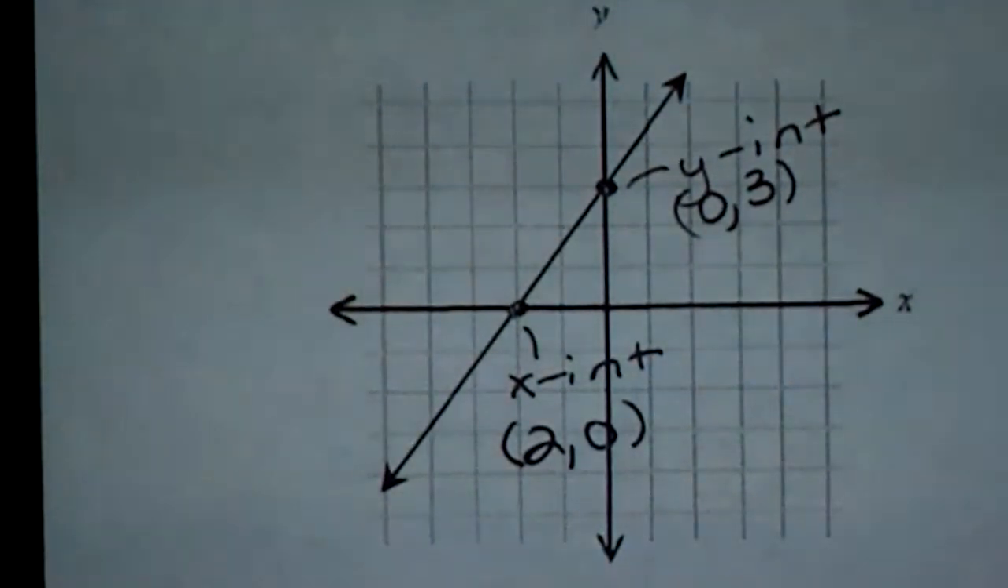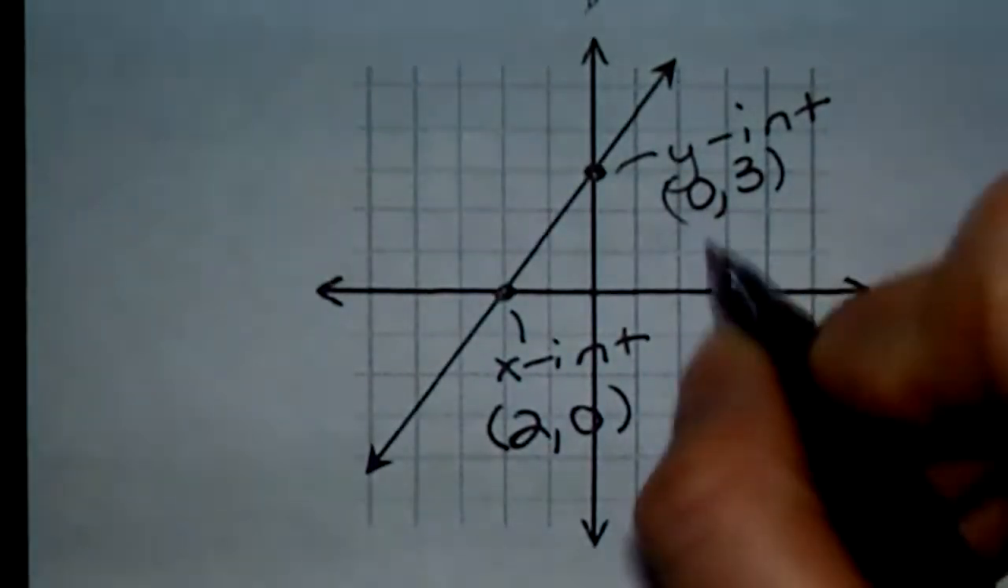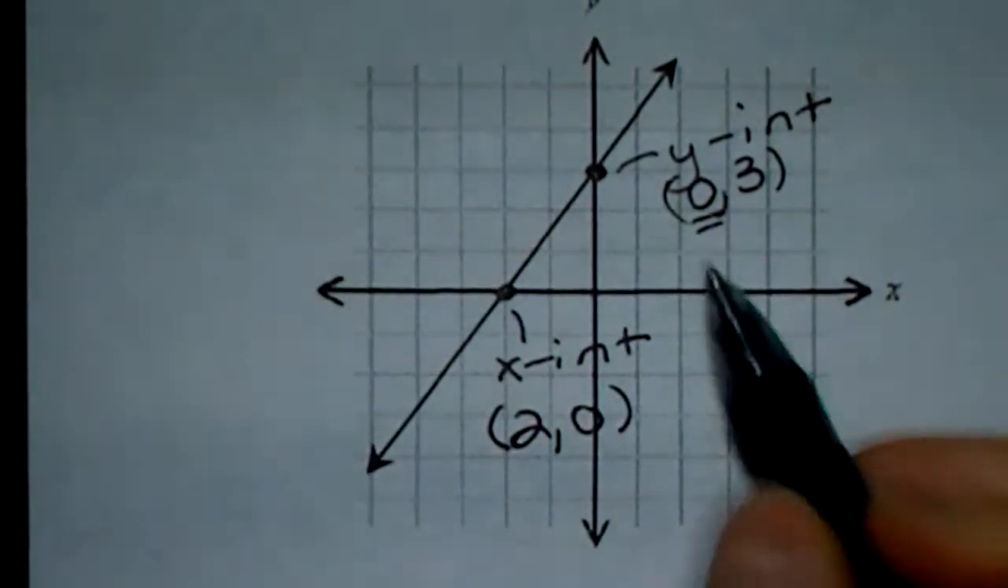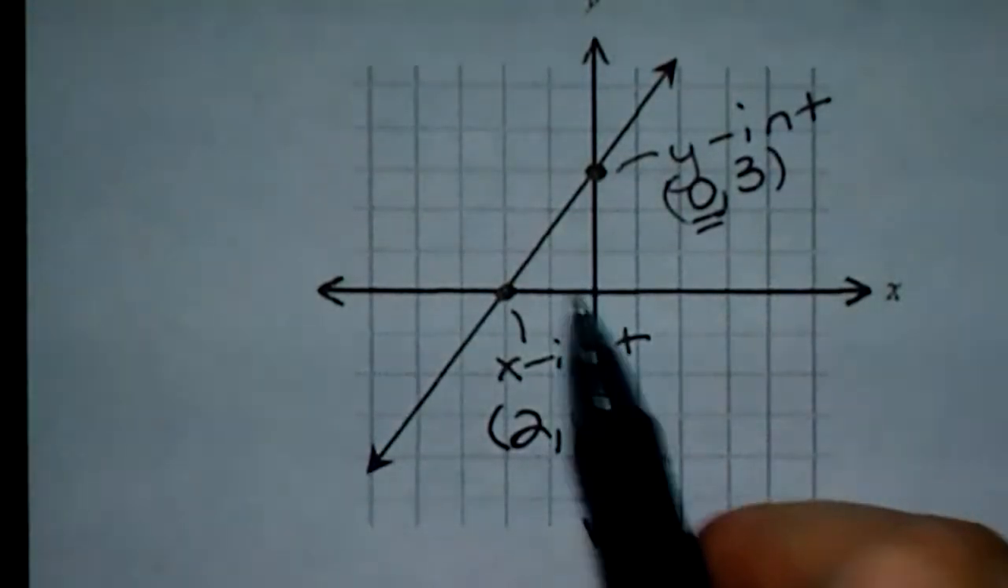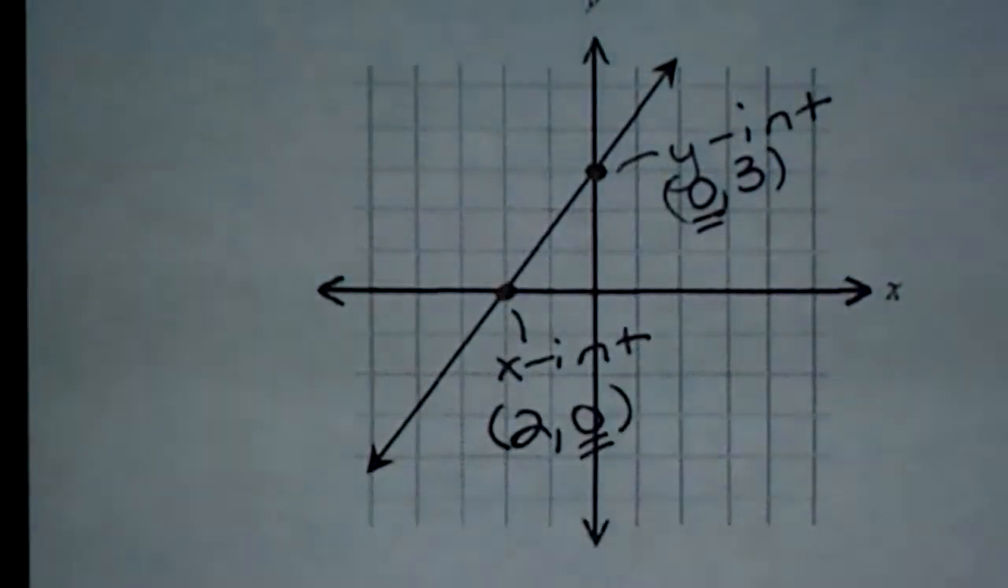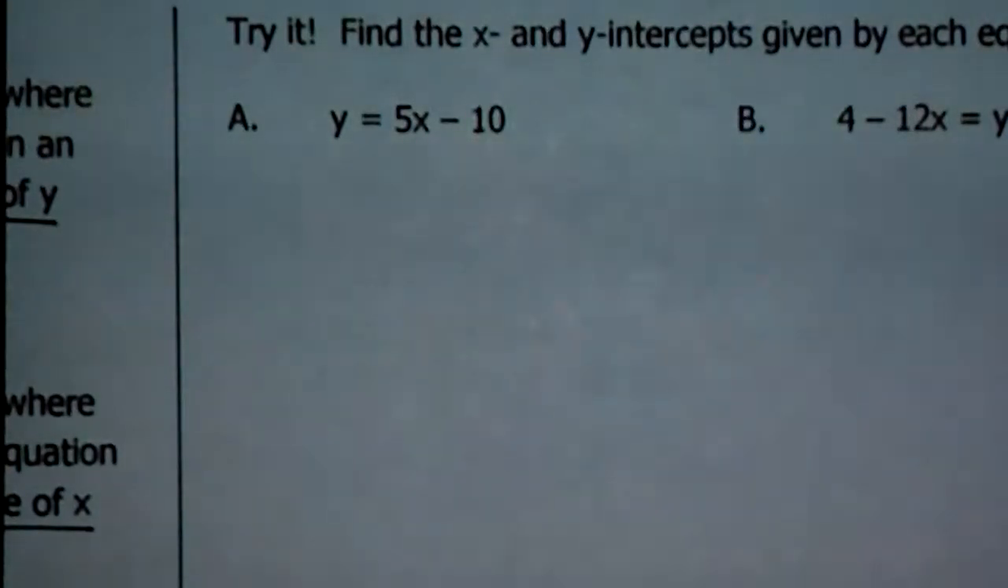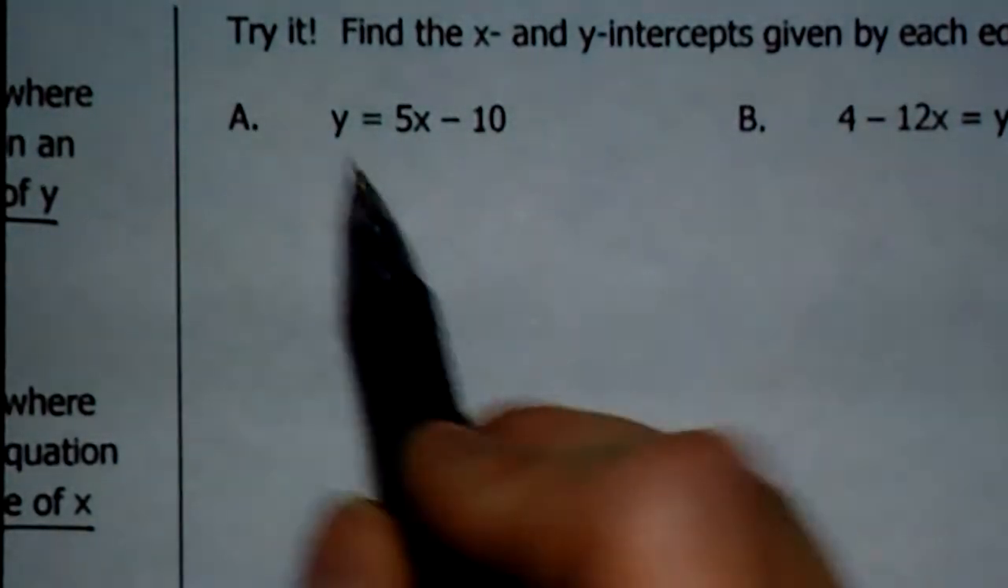So notice when you're finding the y-intercept, the x value is 0. You have to go 0 over to get to the y. And when you're finding an x-intercept, the y value is 0 because you don't go up or down to get to the x-axis. All right, so the first thing we're going to do, I'm going to give you some equations, and I want us to find the x and y intercepts given by each equation. You might be thinking, well, how on earth are we supposed to do that? I can find the y-intercept, but the x-intercept? Well, okay, let's work through these.